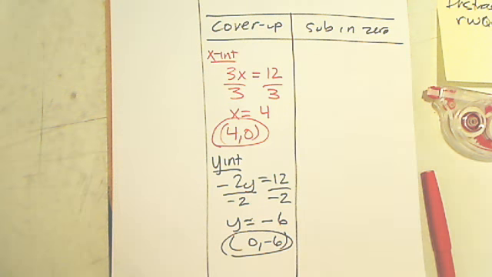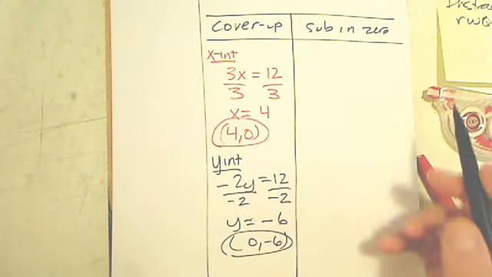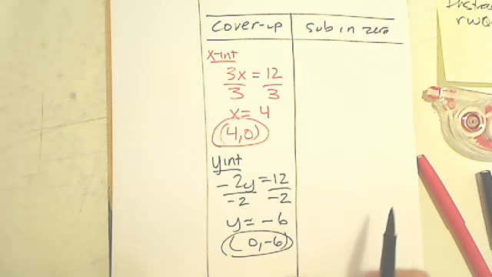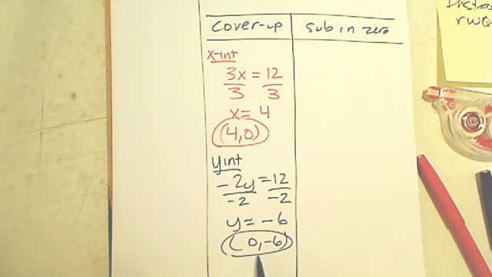When does the cover-up method work? When you have it in standard form. What happens if it's y equals? You can change it to standard form, or you can substitute in 0. Questions on the cover-up method? Super easy. Your answer will be 0, something and something, 0.